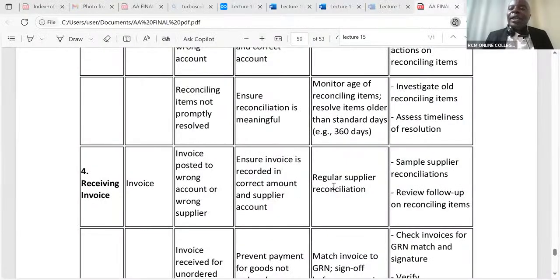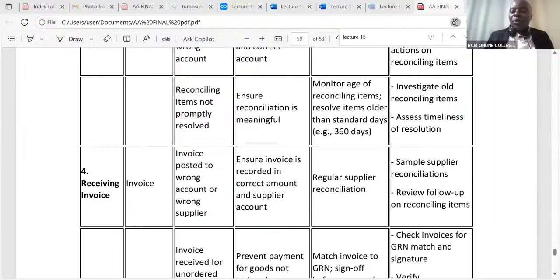So then as an auditor, now I'm on the auditor's side of the coin. As an auditor, I will obtain sample supplier reconciliations and review follow-up on non-reconciling items. If non-reconciling items are not being followed up, then I know there is a big control weakness that I should be able to report to management later.